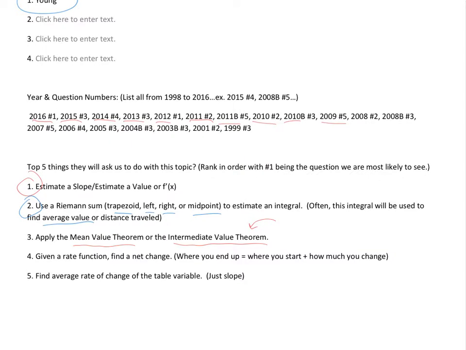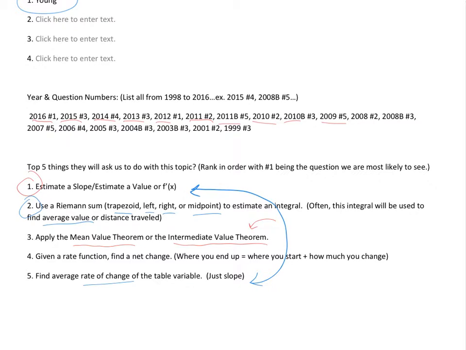And then another one, there wasn't really a clear winner for 5th place, but sometimes they'll ask us for an average rate of change, and this is just a good topic to review. An average rate of change is just a slope. It's hard to see the words rate of change and not feel like you have to take a derivative, but question 1 and question 5 are very close to each other, so we'll check that out too in some instances to find an average rate of change.